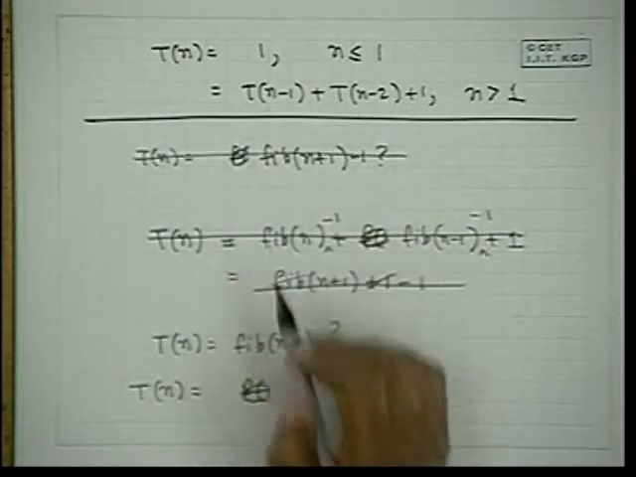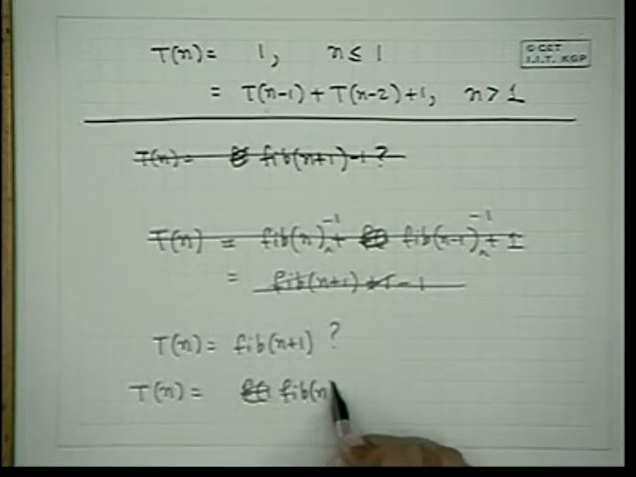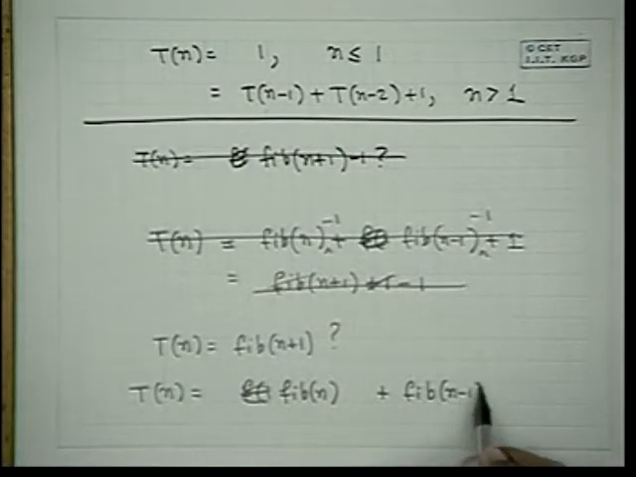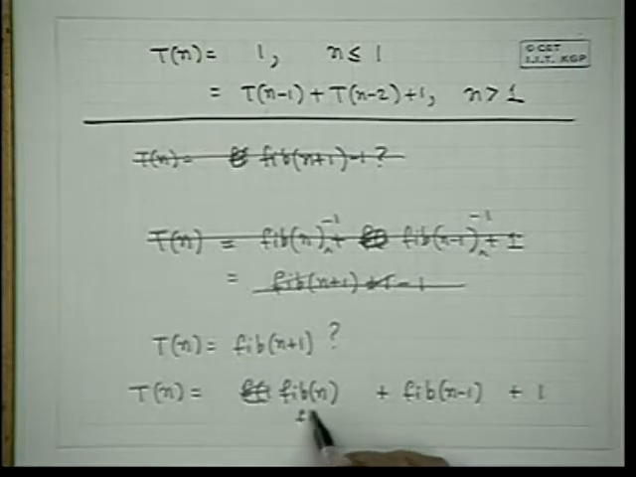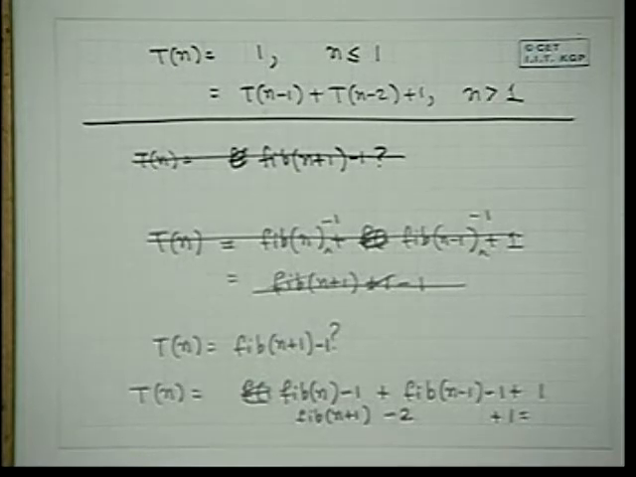Tn is Tn minus 1. So by induction, this should have been Fib of n plus Fib of n minus 1 plus 1. Now Fib of n plus Fib of n minus 1 is Fib of n plus 1. So you will get Fib of n plus 1 plus 1, which is not true. But if you put 1 minus 1 here, you will get a minus 1 here, a minus 1 here, a minus 2 here, and this will give you Fib of n minus 1.